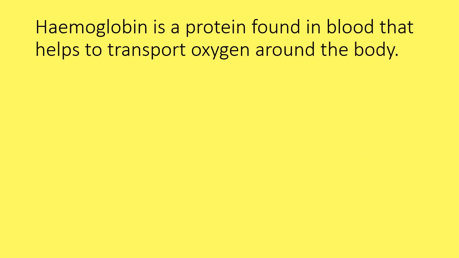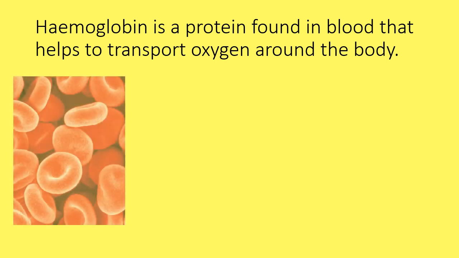So, we may know that haemoglobin is a protein found in the body that helps to transport oxygen from the lungs to the muscles, and also it will, on the way back, transport water from the muscles back to the lungs so they can be expelled in our breath. So let's have a look at some red blood cells. So they are red. Why are they red? Because in the middle of the haemoglobin is an iron.